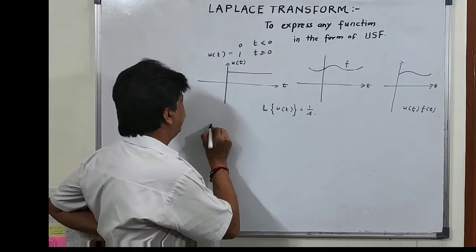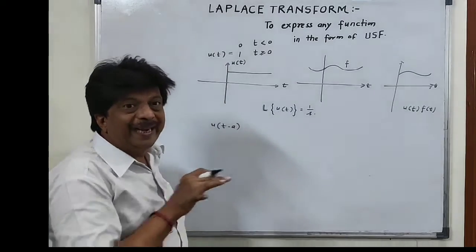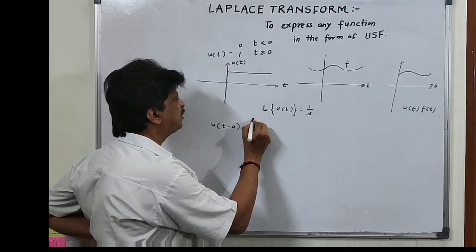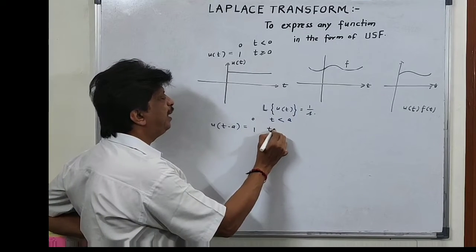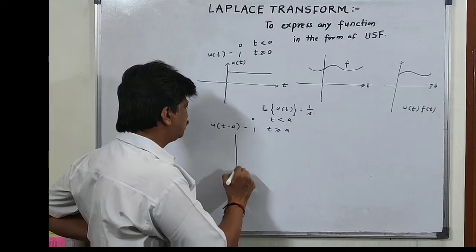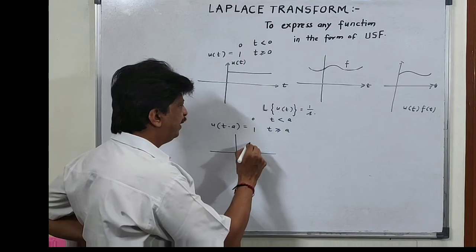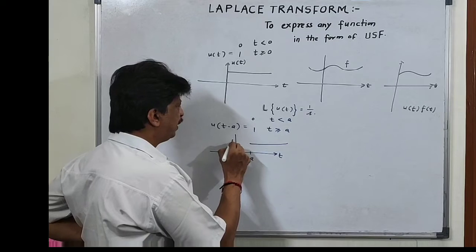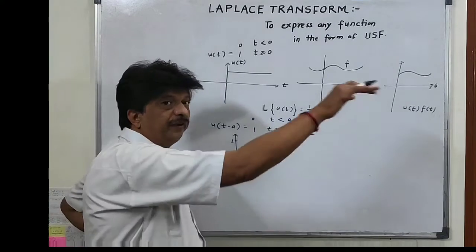Then u of t minus a is called the delayed or displaced unit step function. It is defined as 0 when t is less than a, and equal to 1 when t is greater than or equal to a. Its graph is, if this is the point t equal to a, then this is the t axis, this is 1, and u of t minus a is equal to 1 up to infinity.